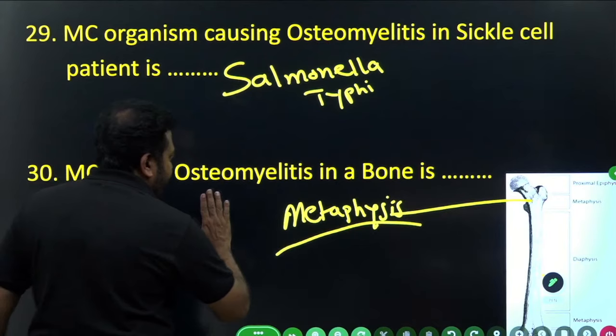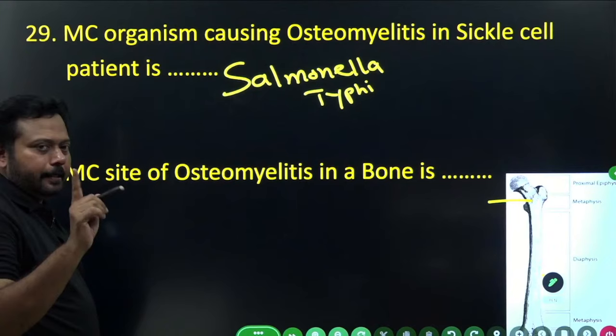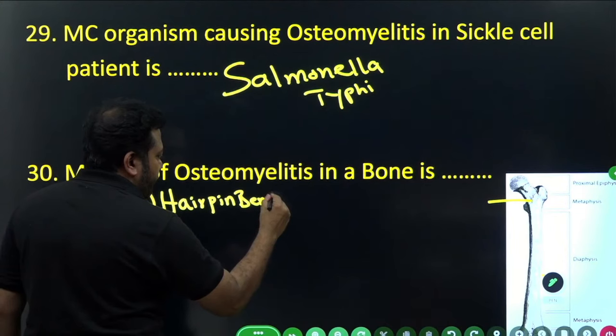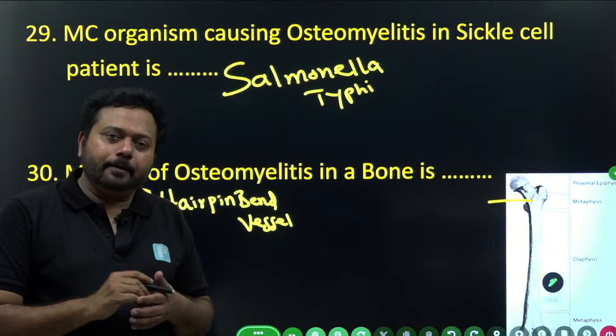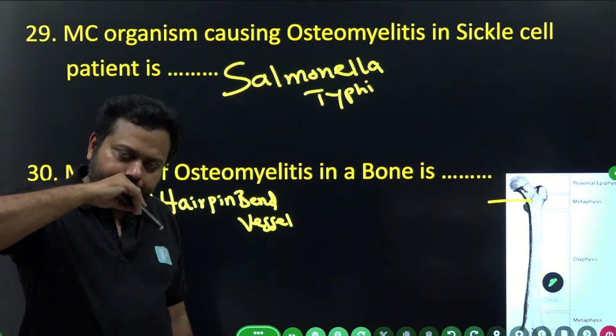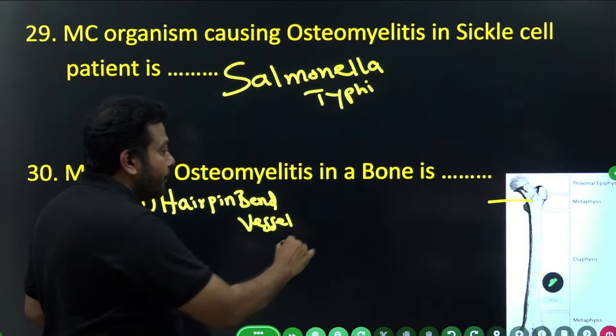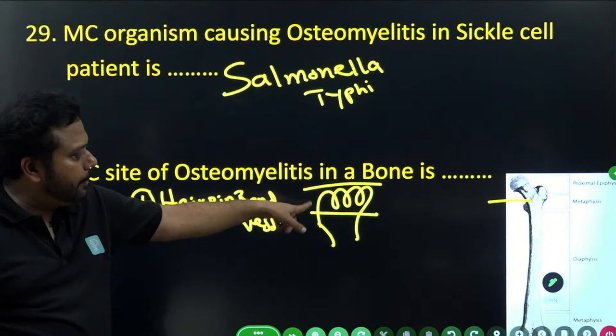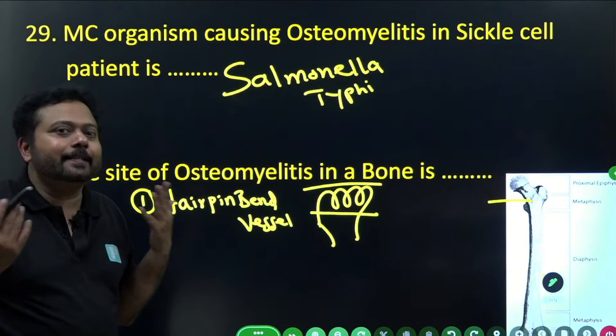There are 6 theories; at least you should know 2. One is the hairpin bend vessel theory. In the diaphysis and other places, the interosseous blood vessel traversing through the bone is very straight. In the metaphysis, all the straight vessels become like a hairpin bend. You know pretty well the spread of osteomyelitis is hematogenous, through blood spread. So the organism will come very fast.